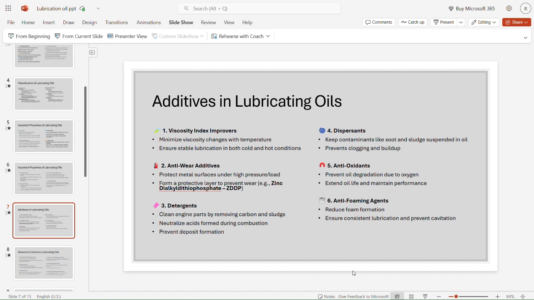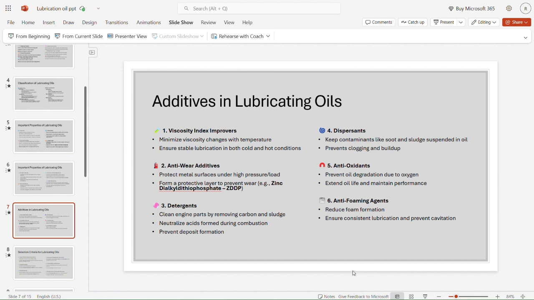The third one is detergent. Detergent is also used as an additive in lubricating oil. Basically, it is added to clean the engine parts by removing the carbon and sludge. It neutralizes the acid formed during the combustion and it prevents deposit formation in the gearboxes or the various industrial equipments.